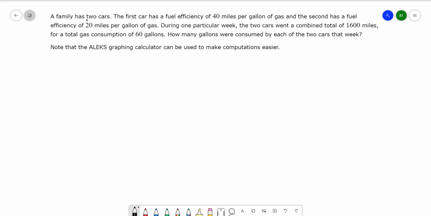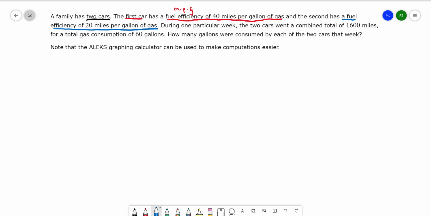A family has two cars. The first car has a fuel efficiency of 40 miles per gallon. So when they say fuel efficiency, that's miles per gallon. And then it says 40 miles per gallon of gas. So let me add that too. Then the second car has a fuel efficiency of 20 miles per gallon of gas.